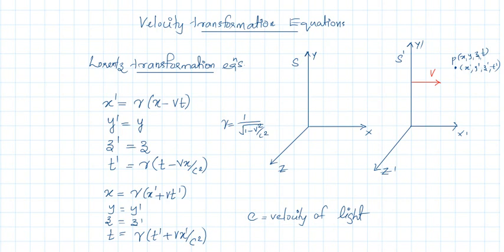Using these Lorentz transformation equations, we will derive the velocity transformation equation. Suppose this particle is moving. Then x, y, z will change, x prime, y prime, z prime will change. Then what is the velocity of this particle with respect to S prime and with respect to S? How can we relate these velocities? That is the question.